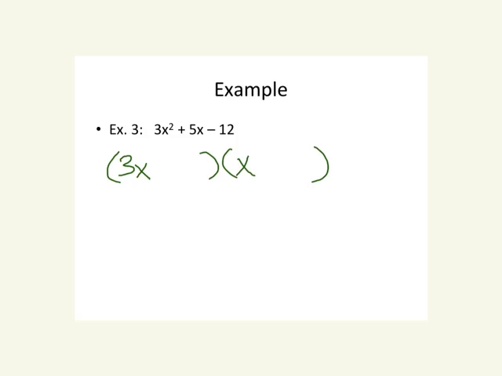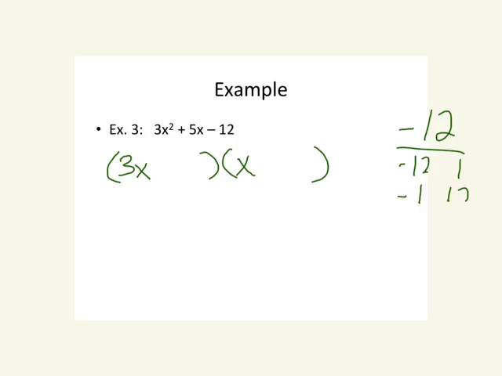Now we have to determine what is going to be our last term. Well, we want to look at this with a little bit of strategy, and that is to look at what creates negative 12. The middle term is positive, and the last term is negative, so we know that our two signs are going to be different. We're going to have one be a plus and one be a subtraction. So what creates negative 12? Well, the first thing that comes to my mind is negative 1 and 12.